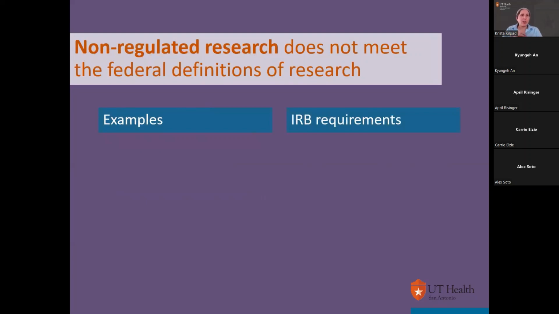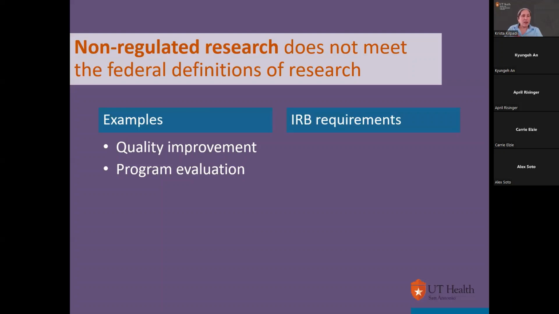Non-regulated research is research that doesn't meet the federal definitions of research that we just talked about. So examples of these would be things like quality improvement. This is something maybe you're doing in your own clinic or your own office where you're trying to make things better for the patients in your specific office, but it's not necessarily going to be generalizable to everybody else. Again, if it's not generalizable, then it's not research. So those would come under non-regulated research.